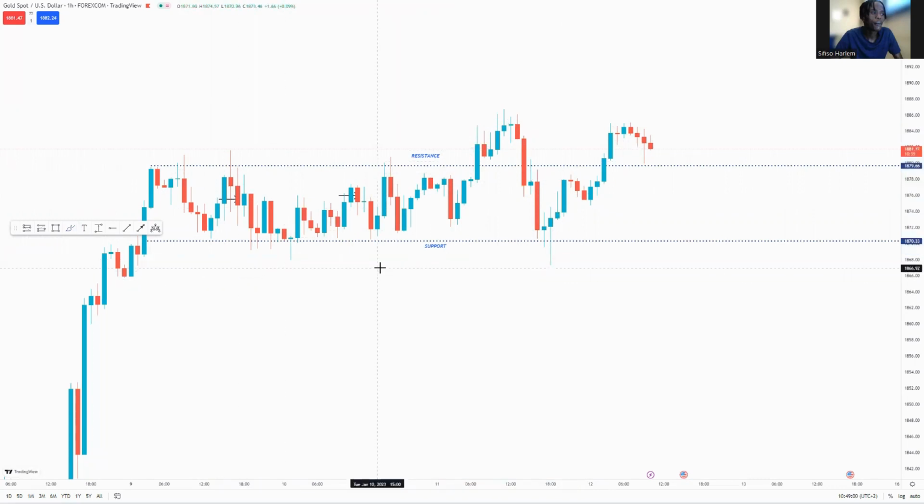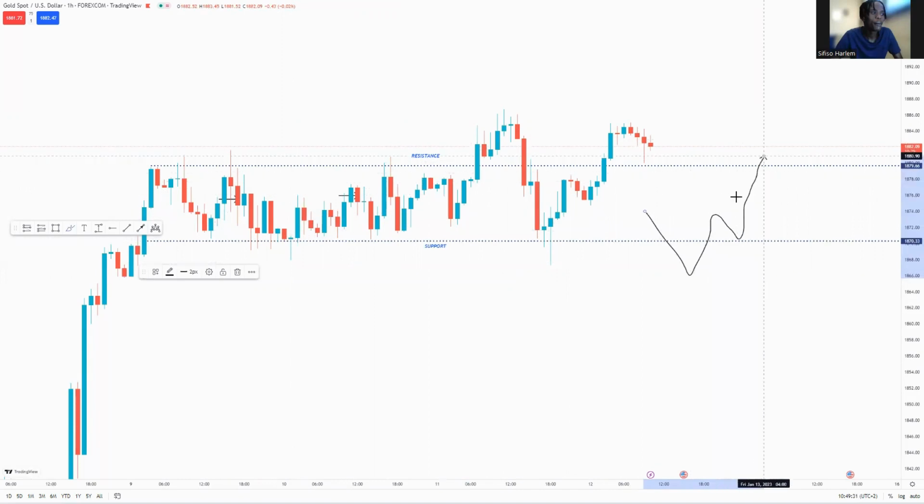I repeat, people, this was a breakout, break back in, retest below, continuation to the downside. Do you understand what I'm saying? If this had happened on support, with a break of support, break back in of support, and a retest above, I could have simply taken buys. Do you understand where I'm going with this?